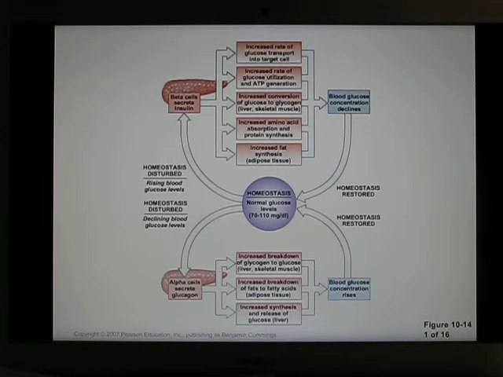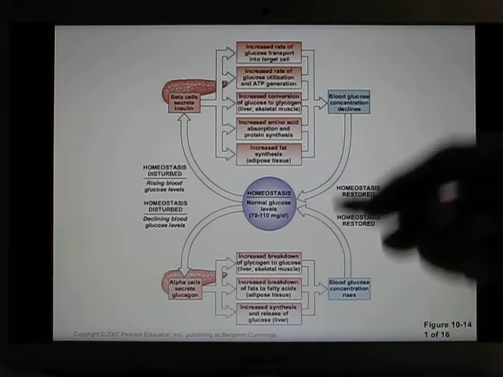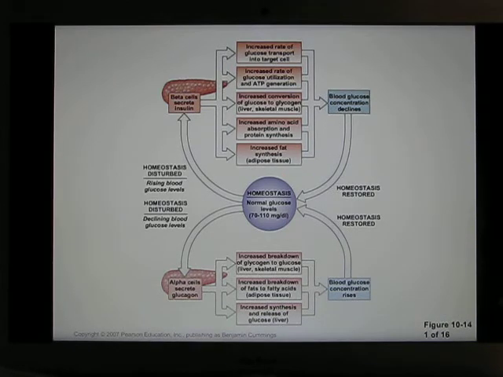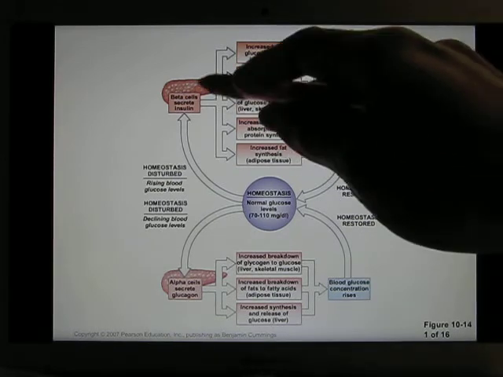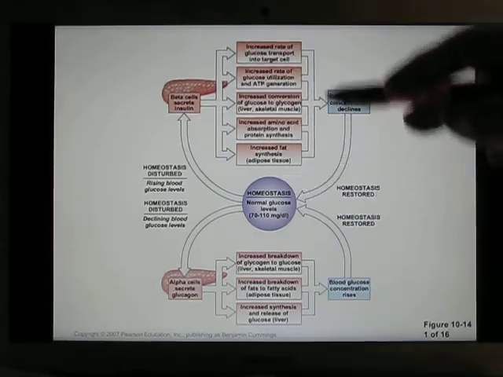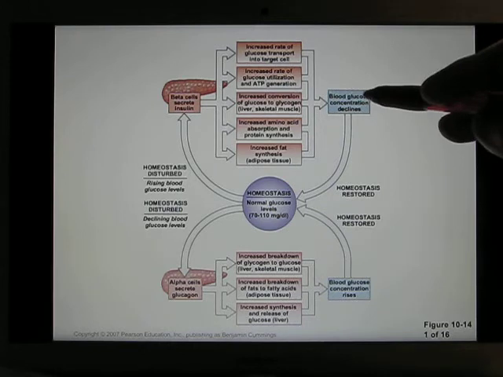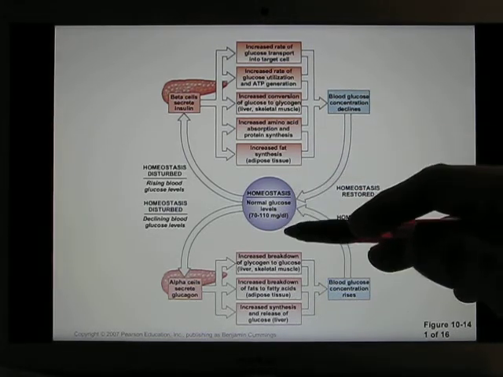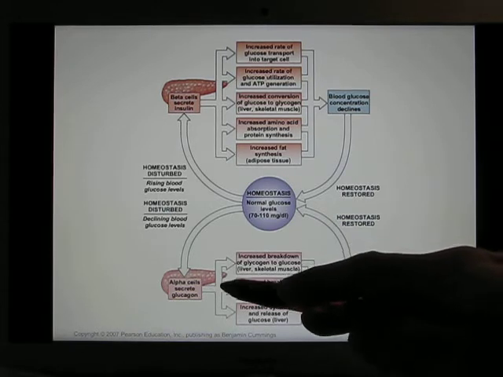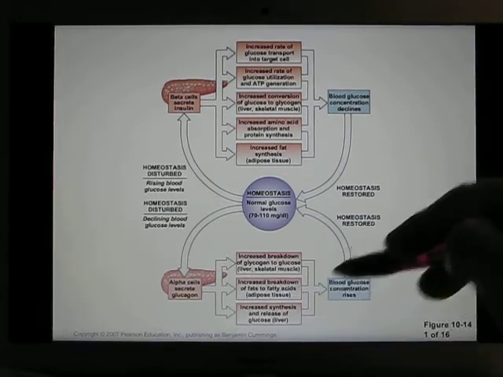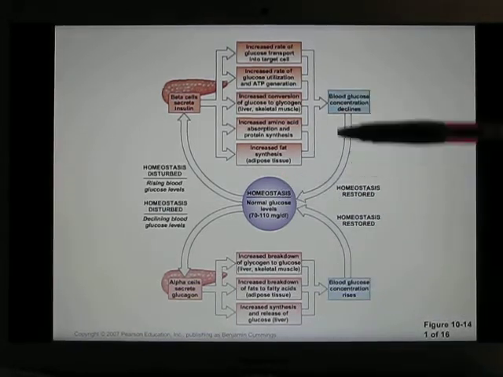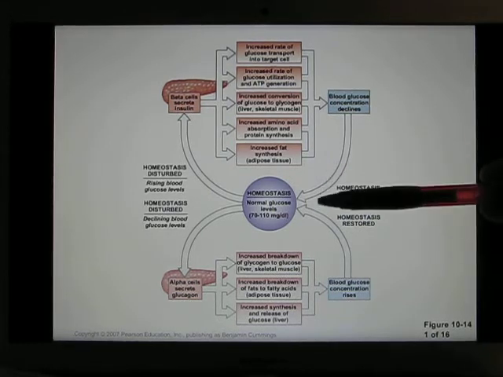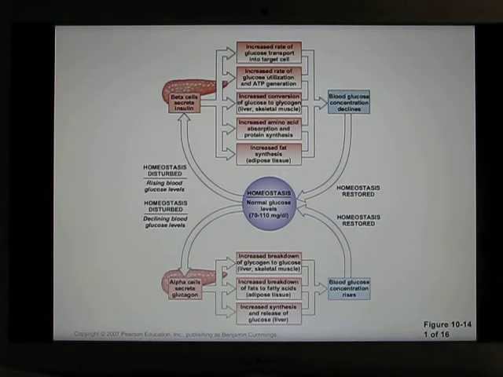And because of these two hormones, insulin and glucagon, your blood sugar level is well maintained. If your blood sugar level is high, the pancreas is going to release insulin. It will do everything within its power to decrease your blood sugar. If your blood sugar level drops too low, it's going to release glucagon, and glucagon will increase the blood sugar level. So your blood sugar level is maintained in this normal range, homeostasis.